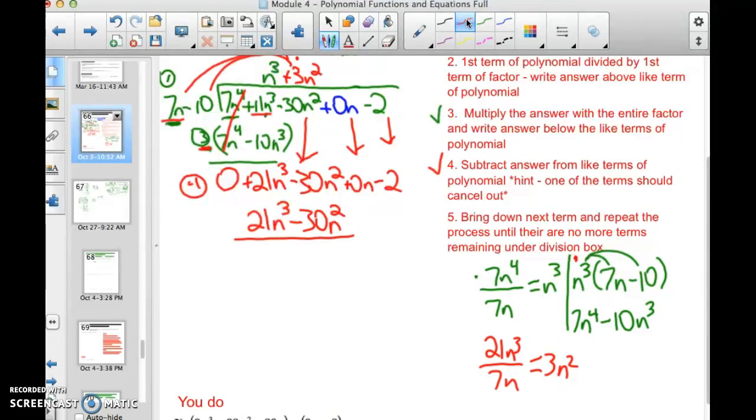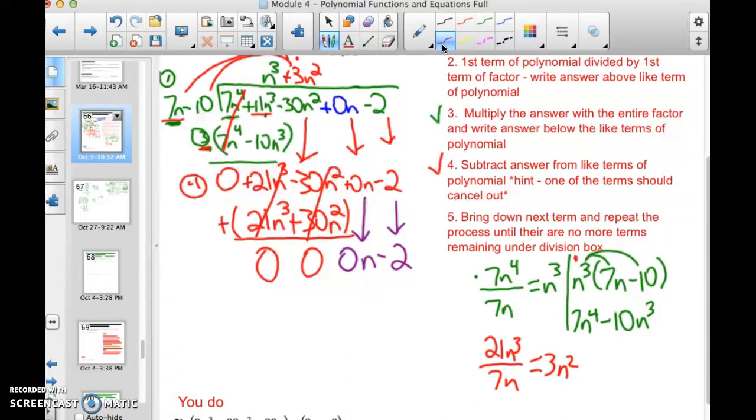I move on to step 4. Subtract the answer from the above polynomial's like terms. Hint, one of them should cancel out. Sometimes more will. But in this case, 21n cubed minus 21n cubed is 0. They go bye-bye. Then I have a negative 30 minus a negative. It turns plus. They also go bye-bye. So I am left with zeros in this case. I bring down the next terms, which in this case, there's a 0n squared that still exists, and then a minus 2. Now this problem I'm showing you is unique because I can't do any more division, all right?